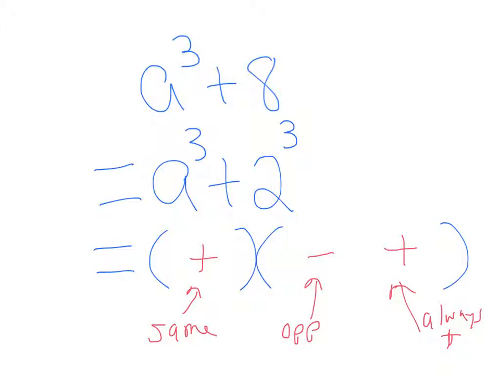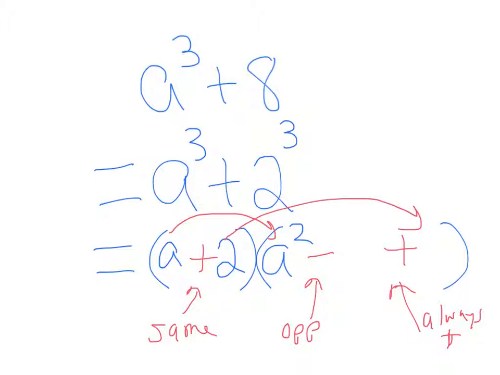What's being cubed in the front goes in the front of the binomial. What's being cubed in the back goes in the back of the binomial. Now, how do I fill in the trinomial? Well, take the front term here, stick it in the front, and square it. Take the back term here, stick it in the back, and square it. 2 squared is 4. Multiply the two terms out of the binomial together and stick it in the middle, ignoring signs. And I should end up with a 2a. I always write the number first.